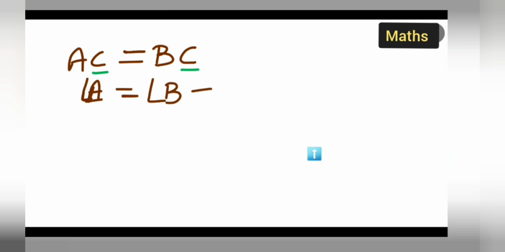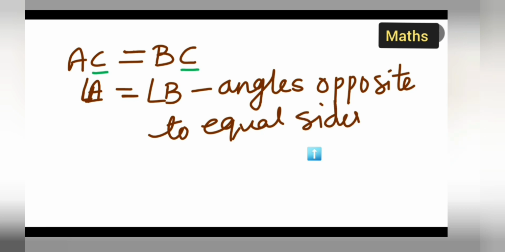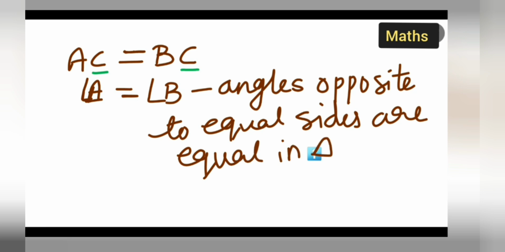By which rule is it so? You can write down: angles opposite to equal sides are equal, in a triangle. So you can take down this.